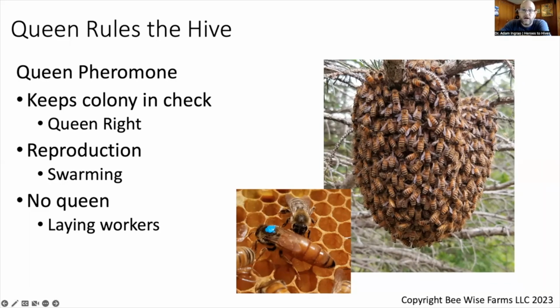And then we're going to also talk about reproduction as far as swarming. So swarming is a natural reproductive process where the queen's pheromones play a role in the colony actually making that move to become swarmy and actually swarming. The next one we're going to talk about is when we have no queen present. So that means there's no pheromone present. And we'll talk about that in the context of a laying worker. So let's jump into these three examples of how queen pheromone really rules the superorganism.